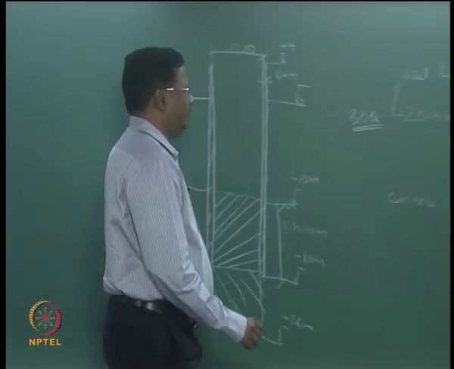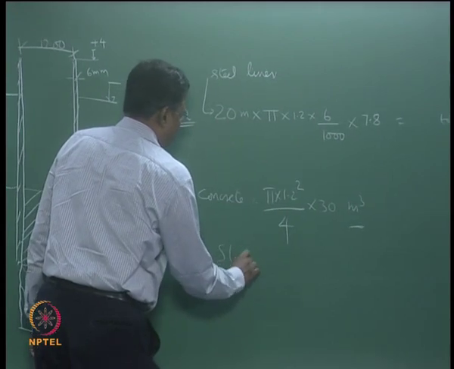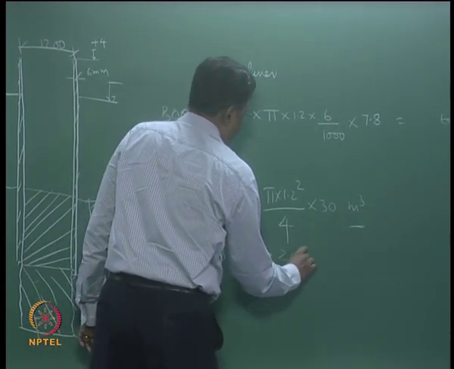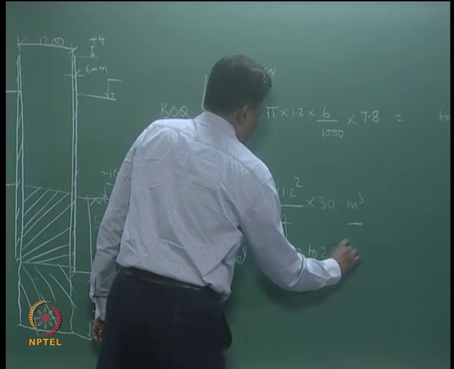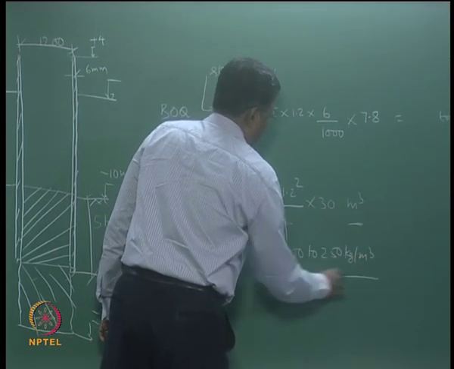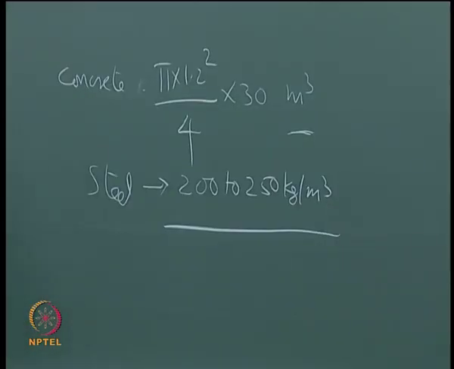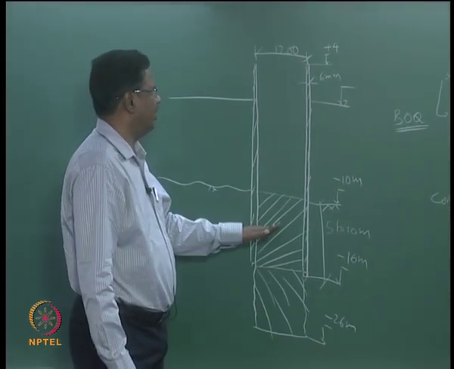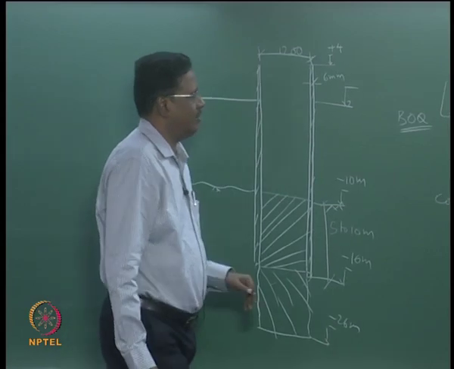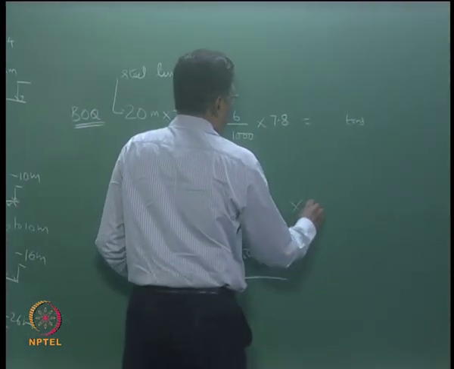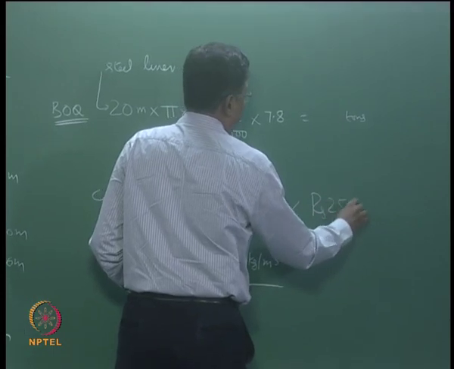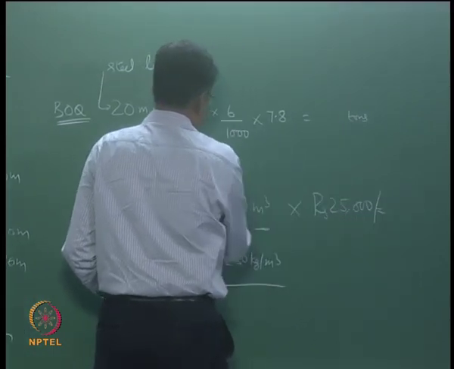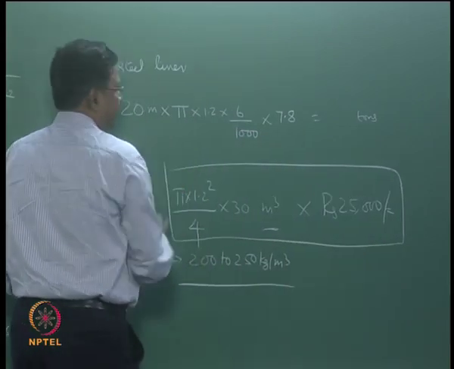The reinforcement steel for a pile, in the initial planning stage, is typically assumed between 200 to 250 kg per cubic meter. This also you can calculate. Once you know the cubic meter for each pile, based on this you can calculate how much the cost is, including the steel liner, boring, and reinforcement. If you want some approximate cost, whatever concrete quantity comes, if you multiply by 25,000 rupees, you can get some approximate cost estimate.